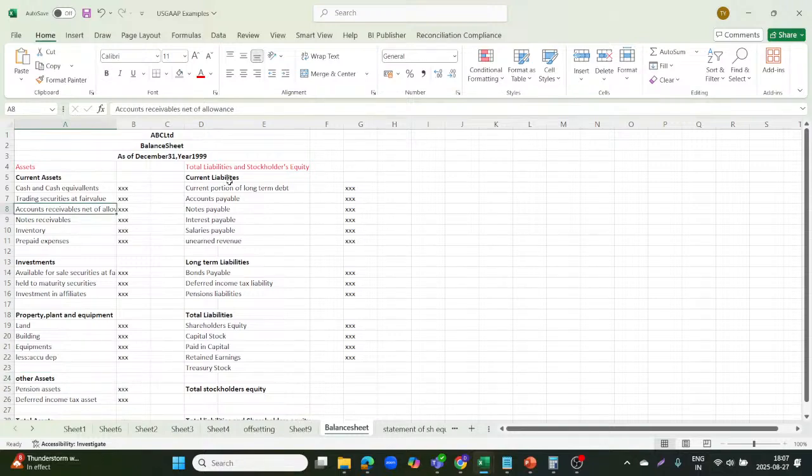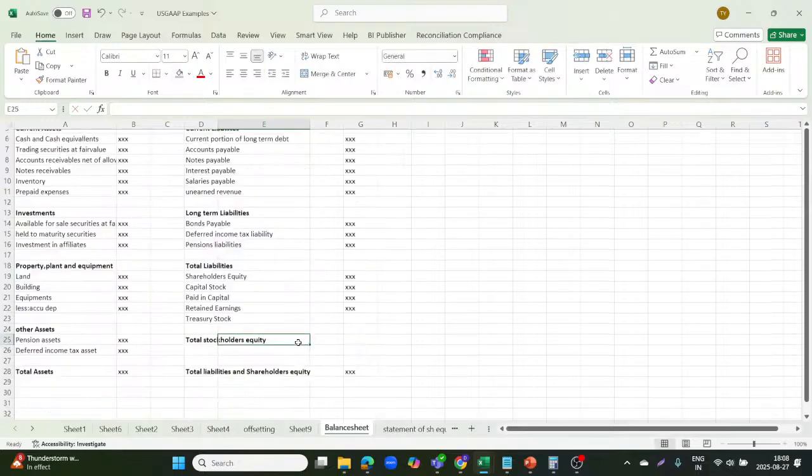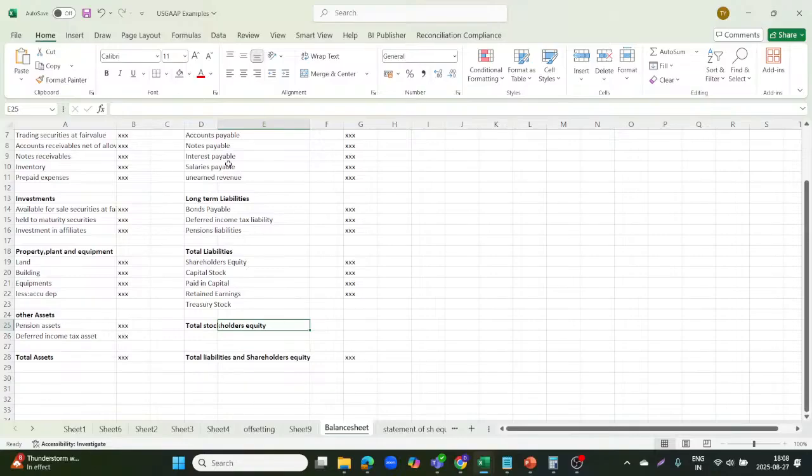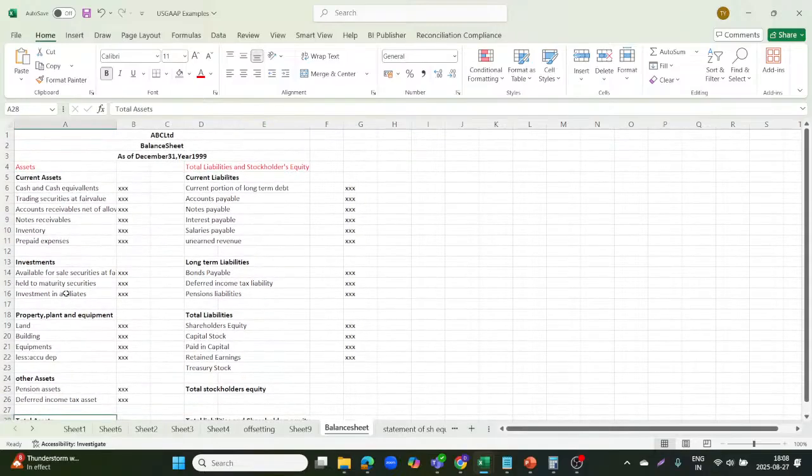Similarly, your liability and shareholder equity is bifurcated into your current liability and long-term liability, and the sum total will tell you the total liability, and the next portion is your equity, that is your total shareholders equity. And the sum total of liability and equity will show you here, that is total liability and shareholder equity, and here it will show you total assets, means current assets and non-current assets.